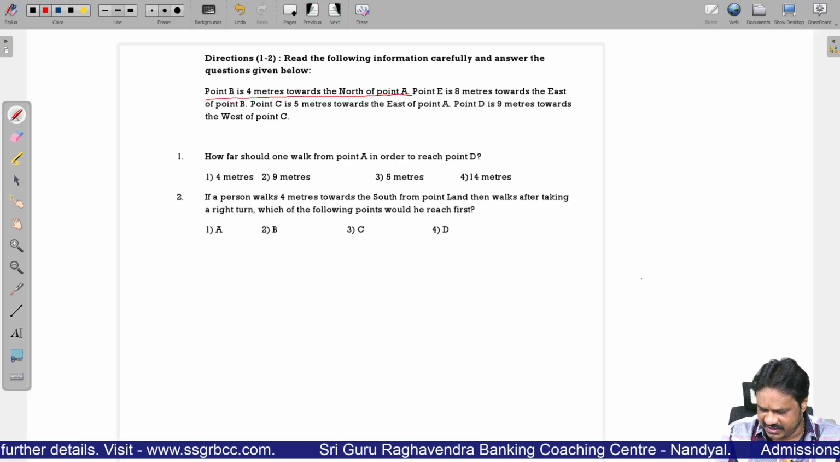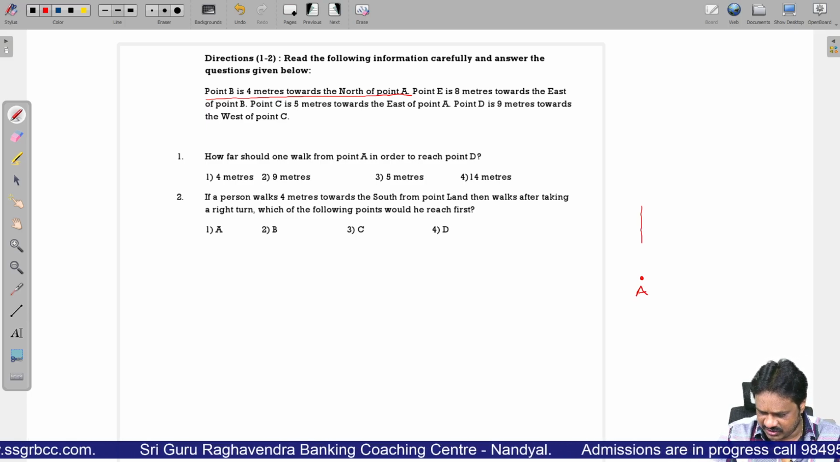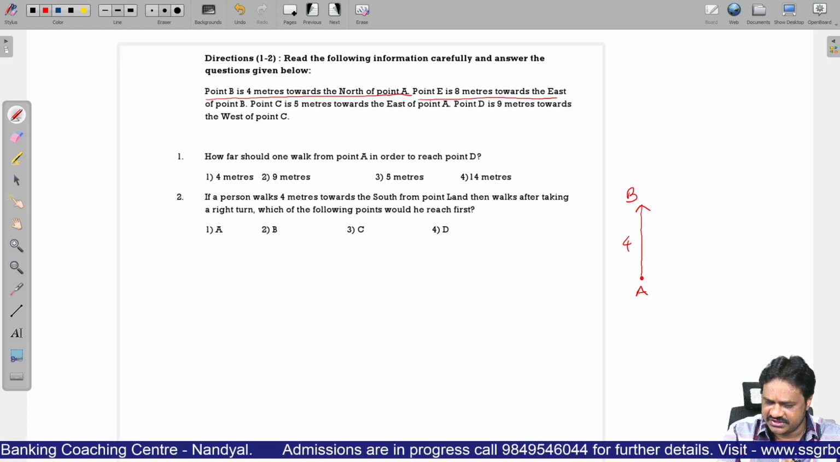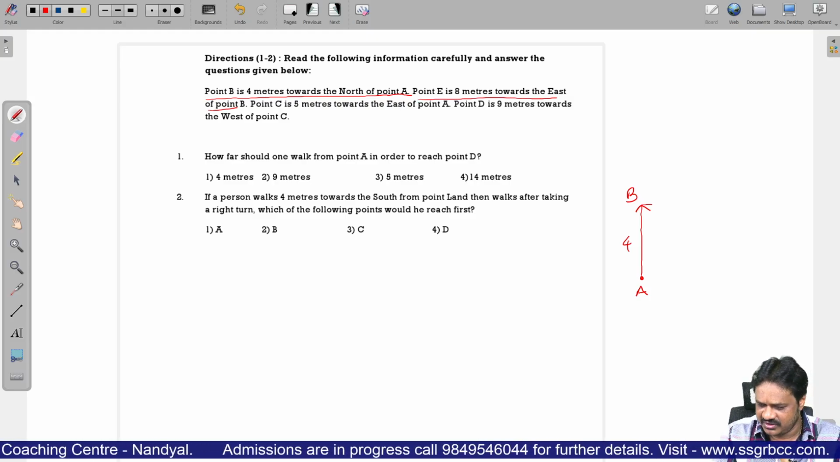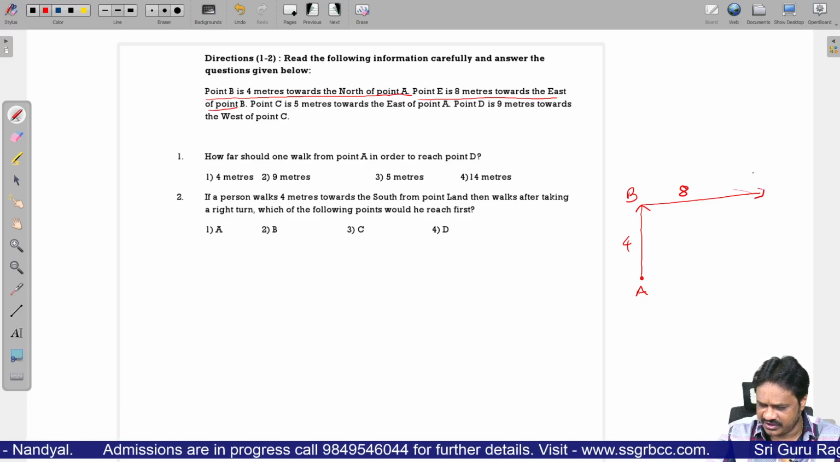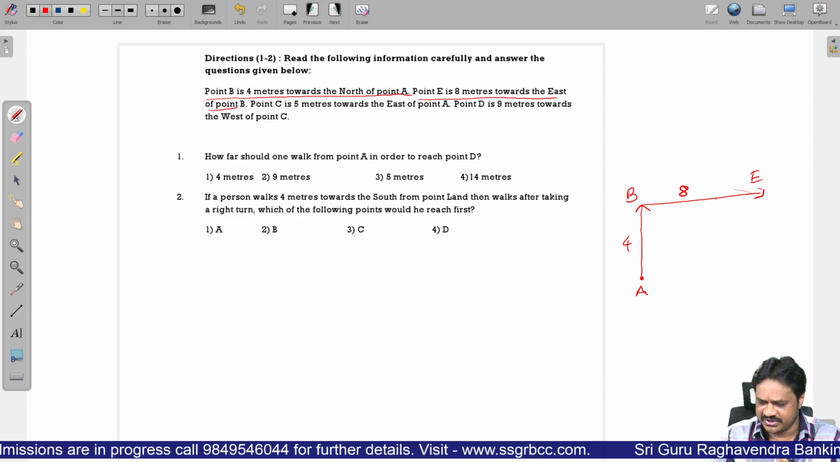See, I am writing point A. From A, draw one line to the north. That is B. How many meters? 4 meters. Then point E is 8 meters to the east of B. East means always right side.